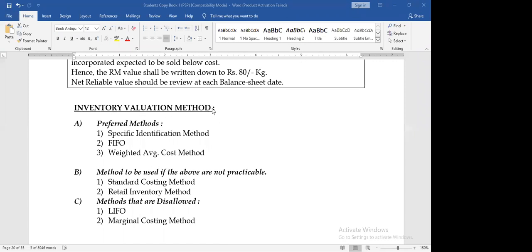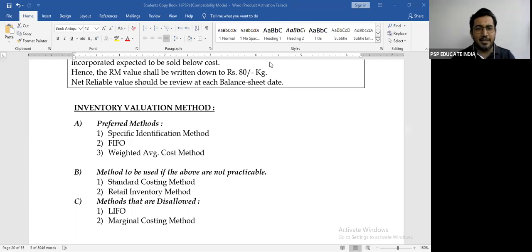Inventory valuation methods. Which are your preferred methods of inventory valuation? The first one is specific identification method. The method that we are doing, we first find out the cost of raw material by adding whatever will be included in the cost. So that is known as specific identification method, where purchase price, then refundable tax and duties will be deducted, freight will be added, other directly attributable cost will be added, fixed production overheads will be added.